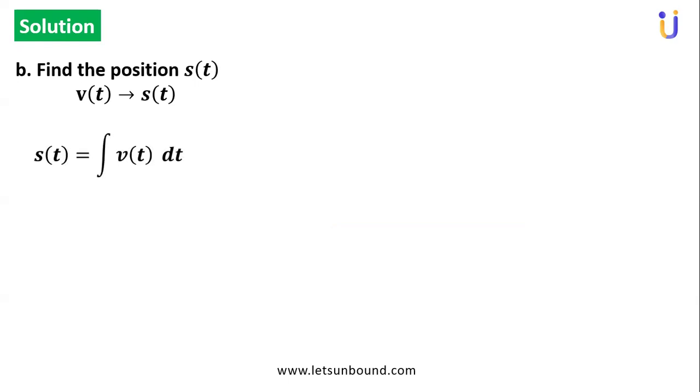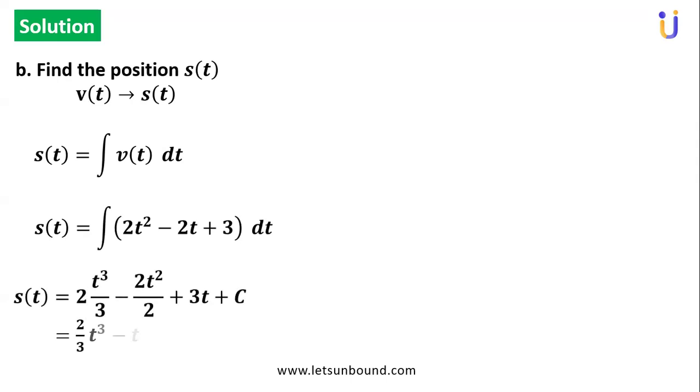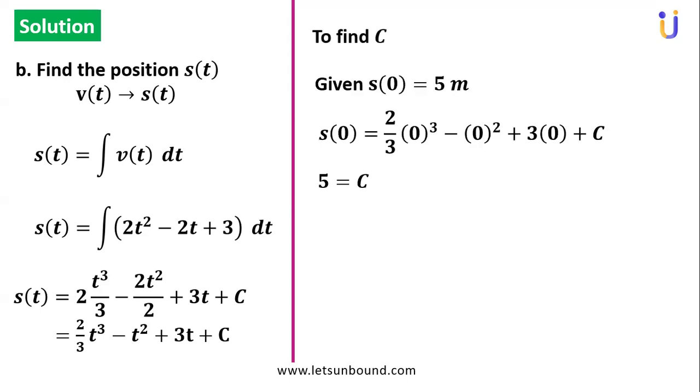And next, find the position, v of t to s of t, because we have v of t, right? So again, integrate the v of t. And that's simple. Just write the integration and start integrating with the basic power rule, and s plus a constant. We need to find the constant again. For that, they have given a clue. When time is 0, the position is 5 meters. The same thing, we are plugging in 0 for t and equating s of 0 to 5. We got C is 5. And this completes s of t.